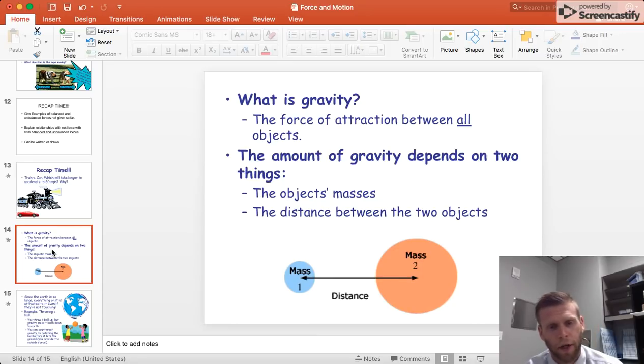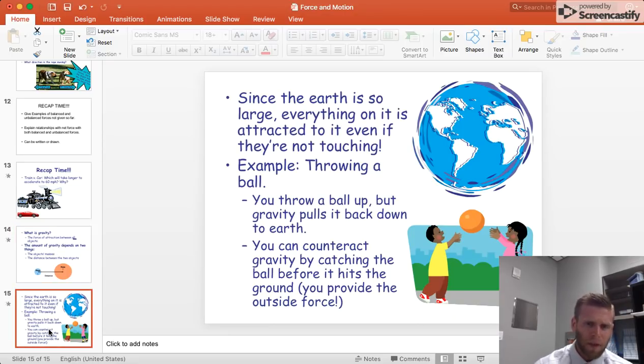Some bonus footage for you here. What is gravity? A lot of people think they know what gravity is, but here's the real deal on gravity. It's the force of attraction between all objects. So the amount of gravity depends on these two things: the objects' masses, so how much mass they contain within them, and the distance between the two objects. Since the Earth is so large, everything on it is attracted to it, even if you're not touching, because it has a lot of mass.